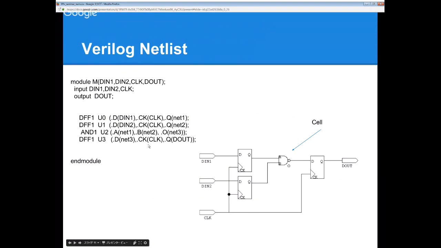This one is a Verilog format netlist. Actually, this netlist represents this kind of logic. The netlist has these blocks and the wires, and it represents the connections for each block. And this block we call a gate or cell.